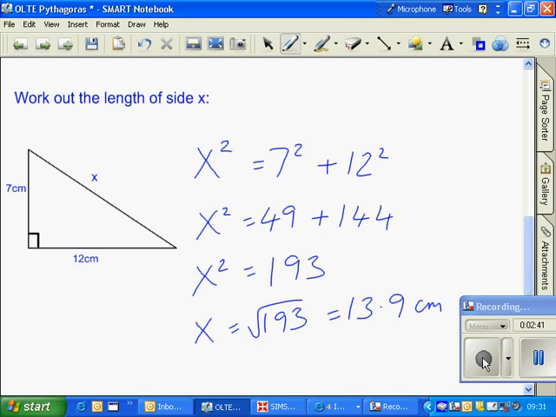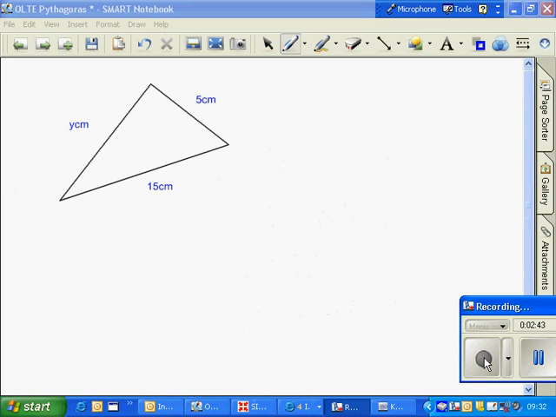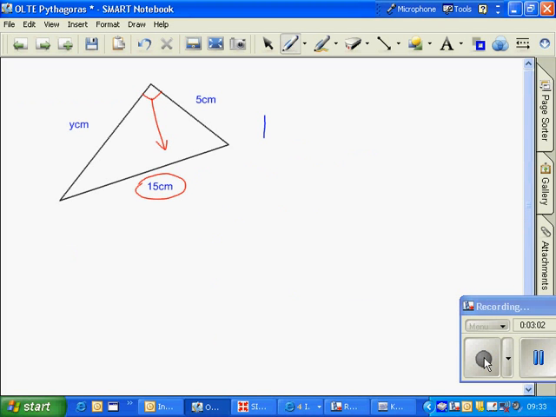If we now look at a second example, where you've got the hypotenuse given this time. So the hypotenuse, which is the longest side, is 15 centimetres. And again, remember the way we identified it before? So the longest side in this case is 15 centimetres, and you're asked to find one of the shorter sides. So again, using Pythagoras, longest side squared, 15 squared, is equal to 5 squared plus y squared. Working that out, 225 is equal to 25 plus y squared.